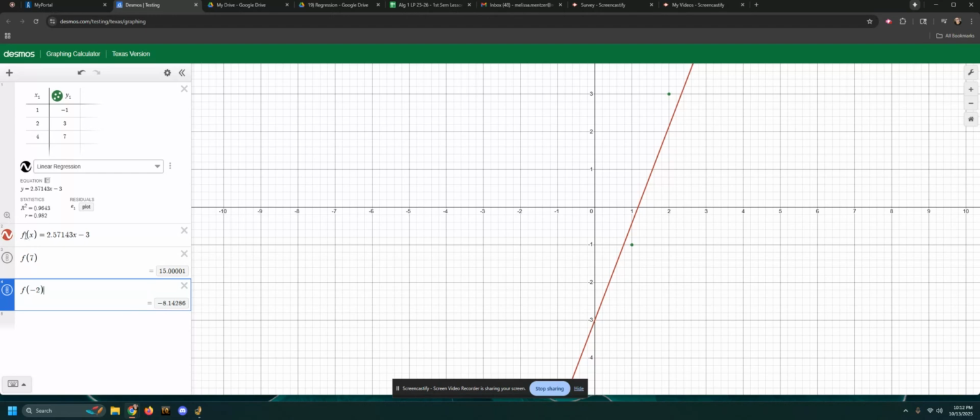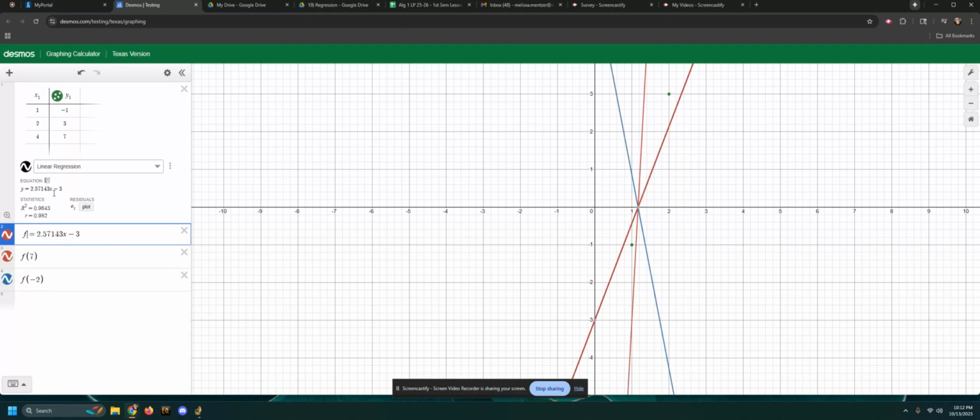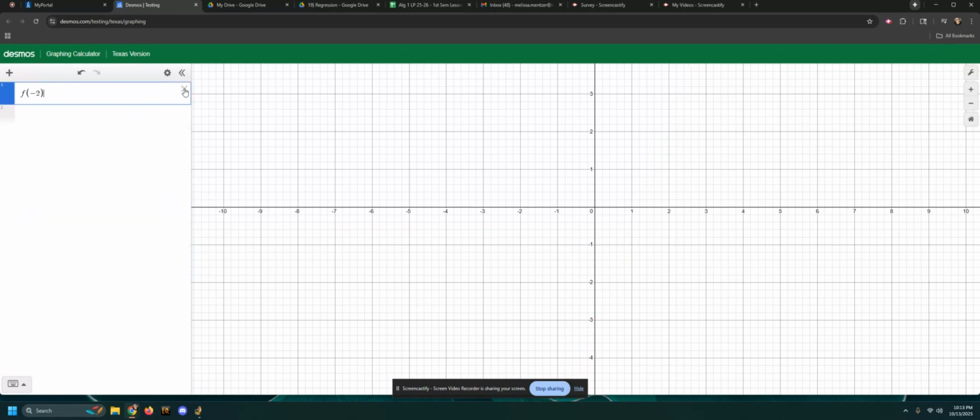Notice this step is really important here where we replaced y with f of x. Otherwise, that doesn't work. You do have to have f of x in order for these two steps to work right here. Okay, so that's a quick one there. I'm going to give you another one.